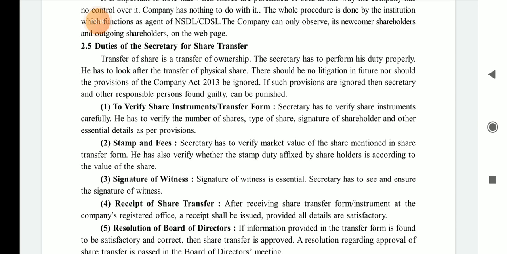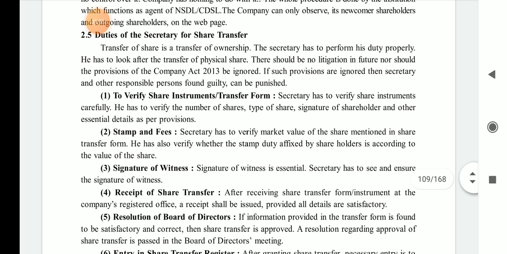See, if any kind of rules and regulations are breached or violated, at that time the person who is responsible for that is to be punished.